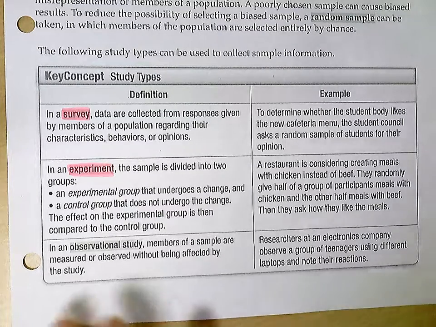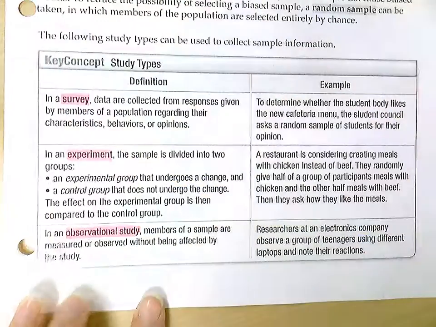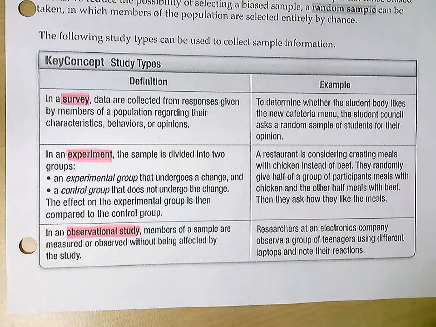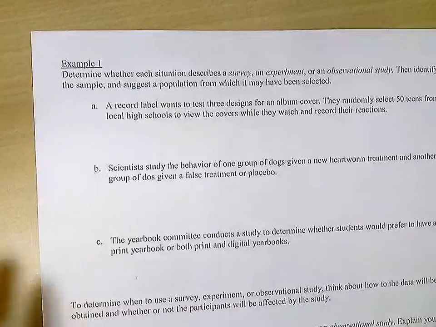The last one is an observational study, and it is just what it says, you're observing. Members of a sample are measured or observed without being affected by the study. An example of this is researchers at an electronics company observe a group of teenagers using different laptops and note their reactions. So you're just watching and observing instead of giving somebody something to test. Okay, so those are 3 different study types.